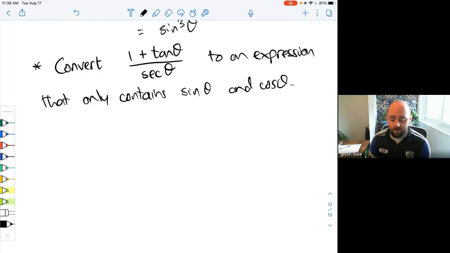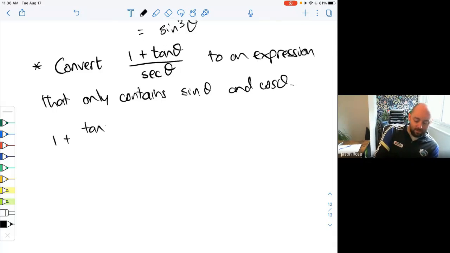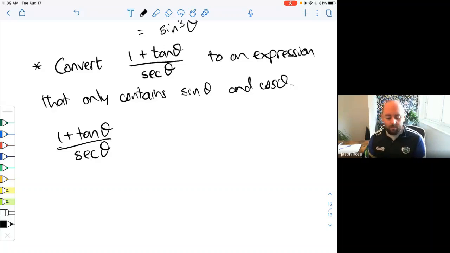So, okay, let's see what we can do here. We have 1 plus, whoops, I'm about to write the wrong question. 1 plus tan theta over secant theta. Okay, what do I see here? Thinking about options. Again, I see two options to begin here.